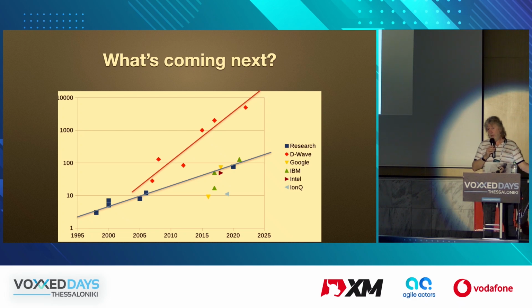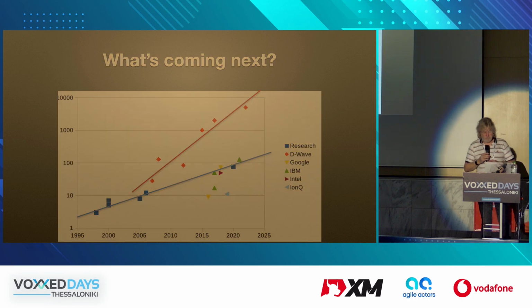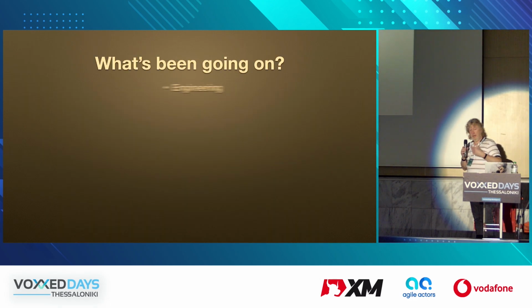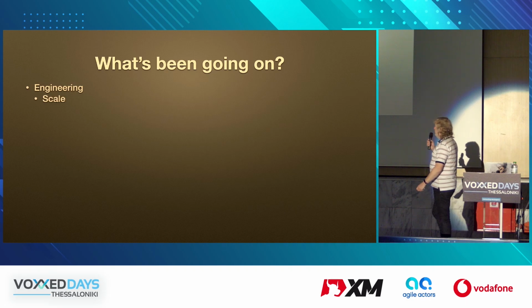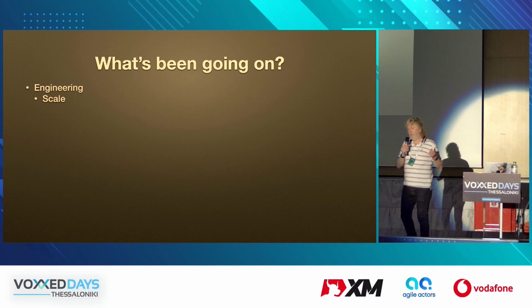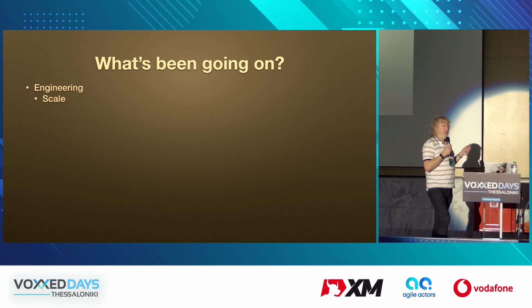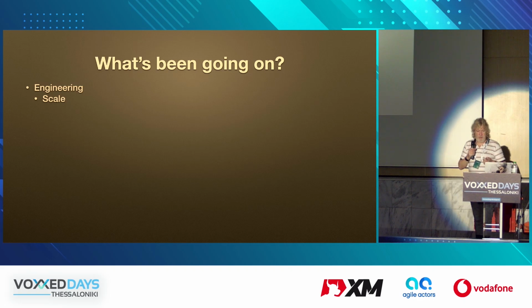And who is going to program these things other than us? So what has actually been going on? Very, very quick summary. A lot of engineering. We have been trying to scale up. We've been trying to build bigger computers, and we're trying to basically keep them coherent for a lot longer.